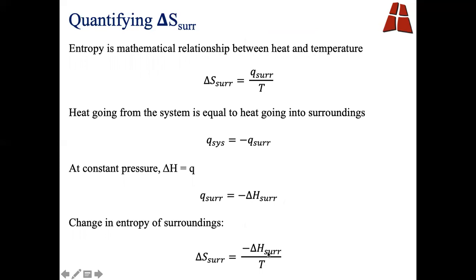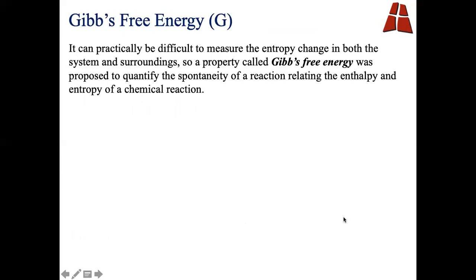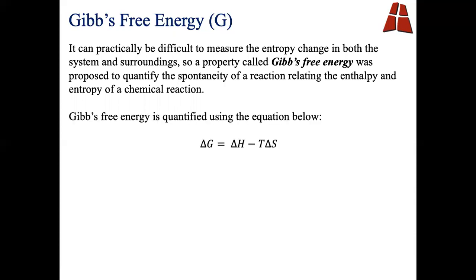What we're going to do today is tie in this third thermodynamic property called Gibbs free energy. And so Gibbs free energy can be quite difficult to measure for both the systems and the surroundings. But it is something that we can quantify that actually defines the spontaneity of our reaction with regards to both enthalpy and entropy.